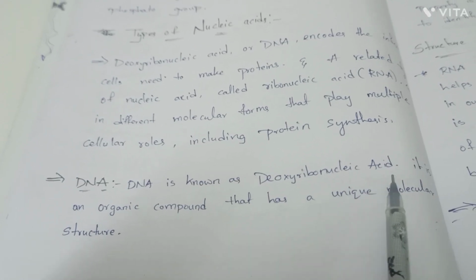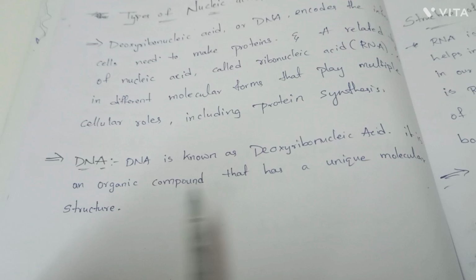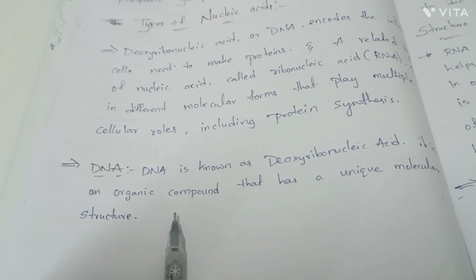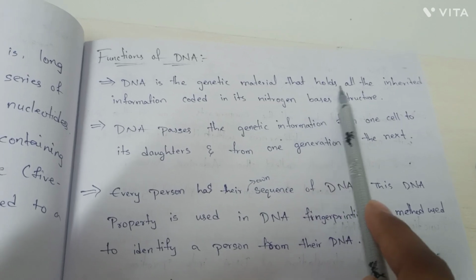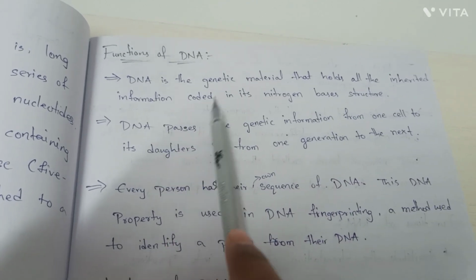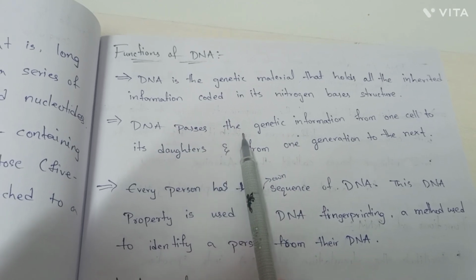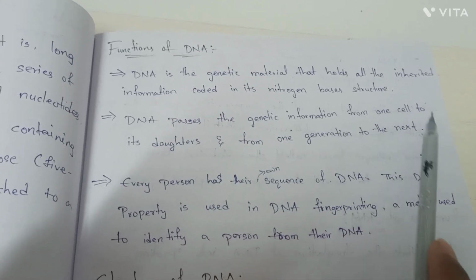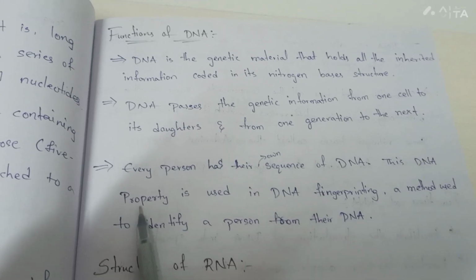DNA is known as deoxyribonucleic acid. It is an organic compound that has a unique molecular structure. Functions of DNA. DNA is the genetic material that holds all the inherited information coded in its nitrogen bases structure. DNA passes the genetic information from one cell to its daughters and from one generation to the next.